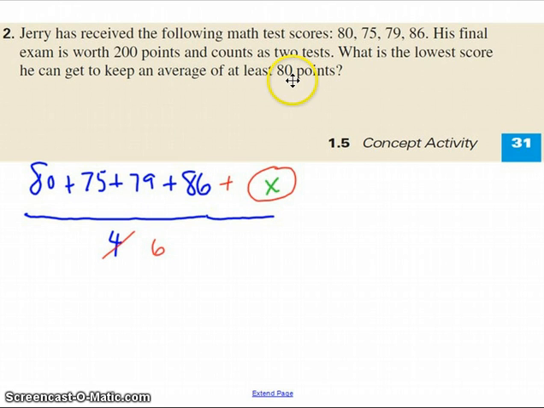Well, the lowest number it could be then is 80. It could be higher than 80, but it's got to be at least equal to 80. So what happens if we set it equal to 80? Now what happens if we try to solve for x?